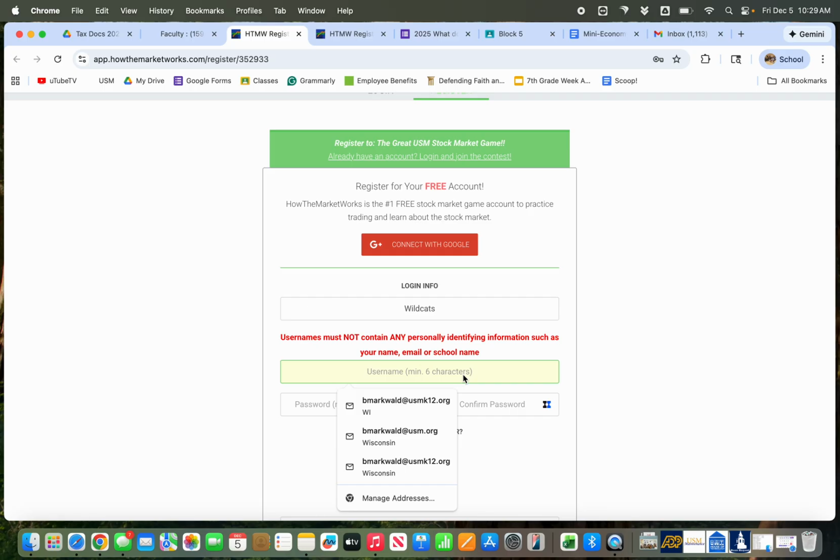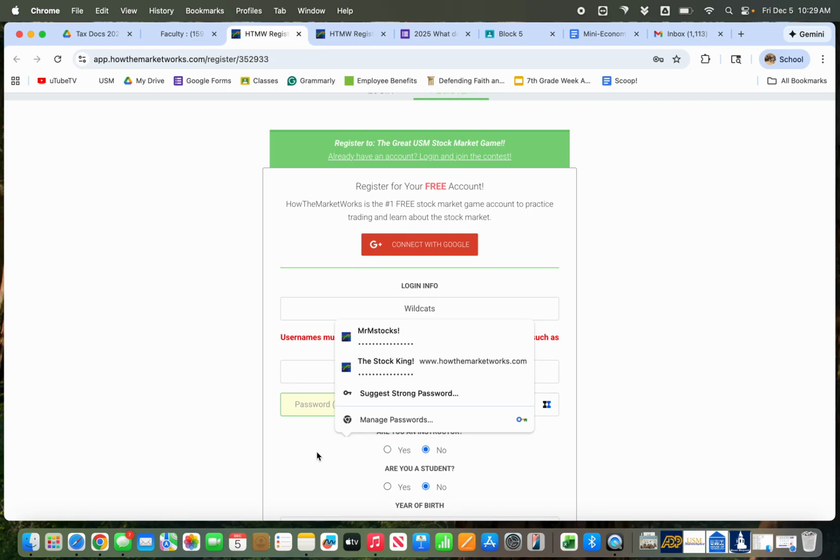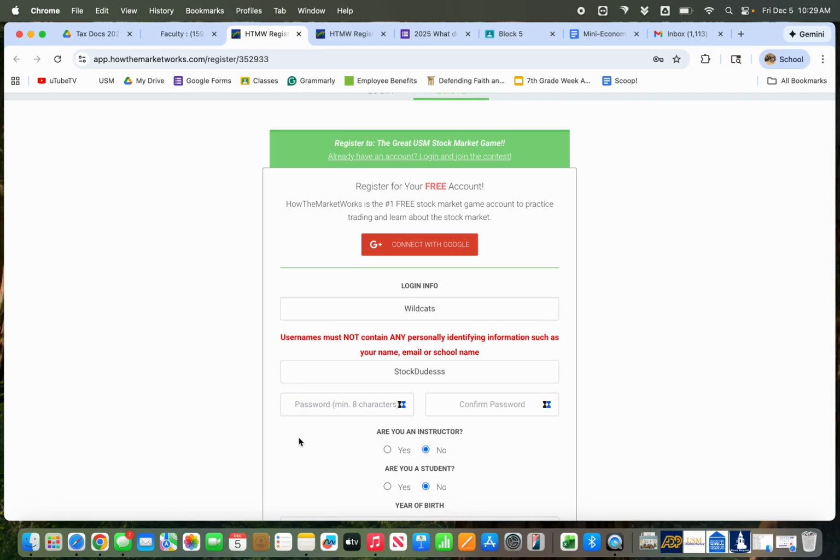Just make sure you don't forget it, though, so take a screenshot of this before you actually submit your registration. But I'm going to make up a player here called Stock Dude. And then everybody has the same password. Username's already taken. Oh, man. All right, let's just do dudes. Okay, so that's my team name for this fake person.